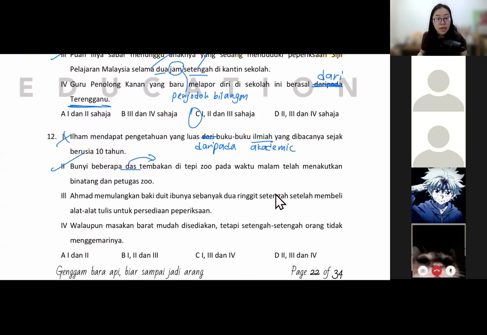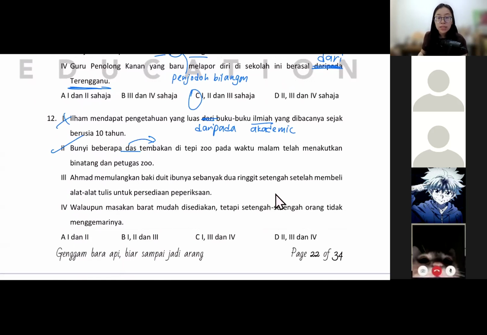Now, number 3. Ahmad memulangkan baki duit ibunya sebanyak RM2.5. You see, RM2.5. Inside middle, this kata bilangan. Middle of the kata bilangan is a penjodoh bilangan is correct. So setelah membeli, alat-alat tulis also correct because the main thing have to put kata ganda. So this one is correct.